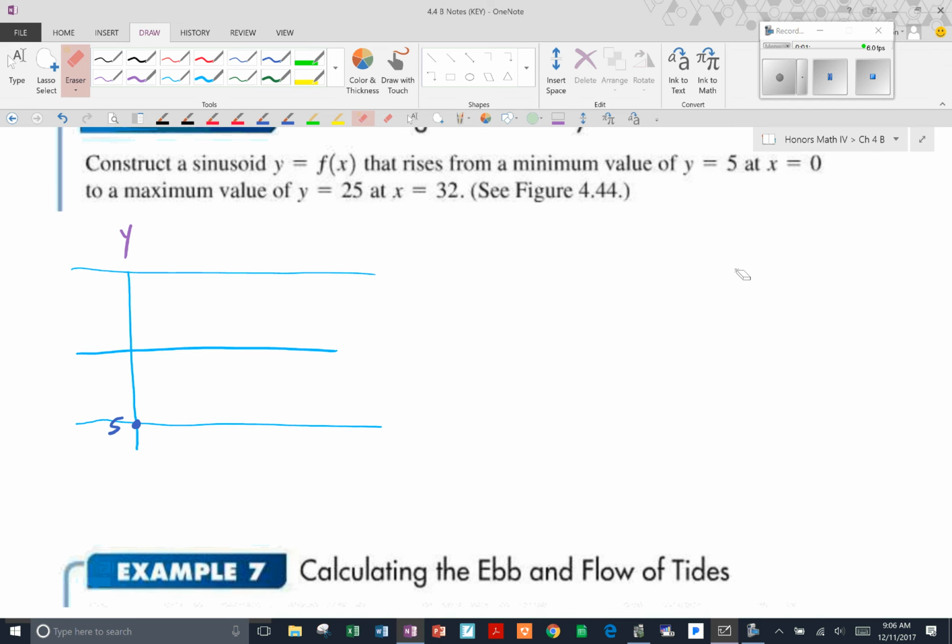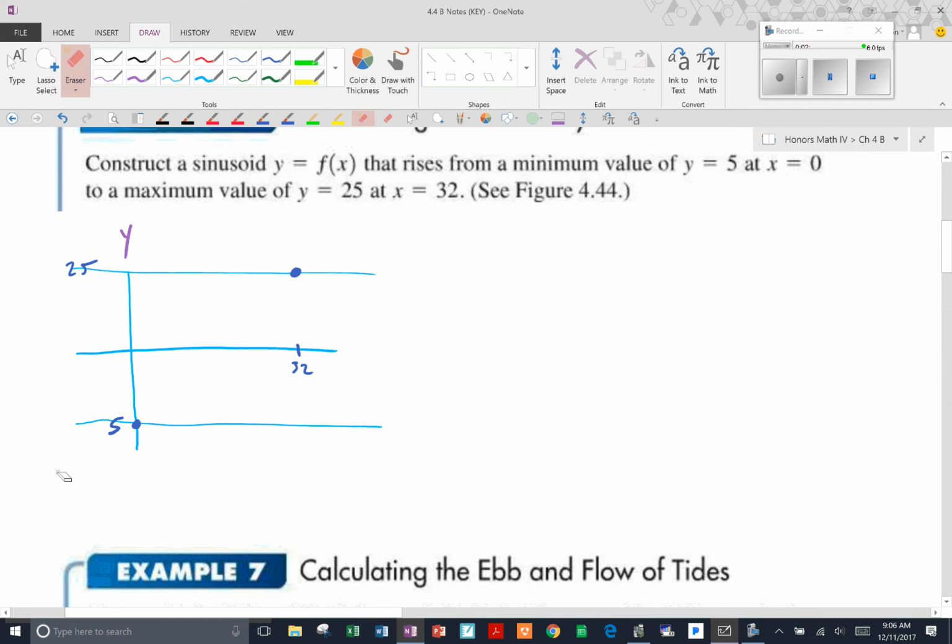Maximum value is 25. So this is the line 25. This is 5 right here. And that maximum of 25 happens at x equals 32. So I'm just going to put a 32 here and put that point there. All right, let's break down what we see here.